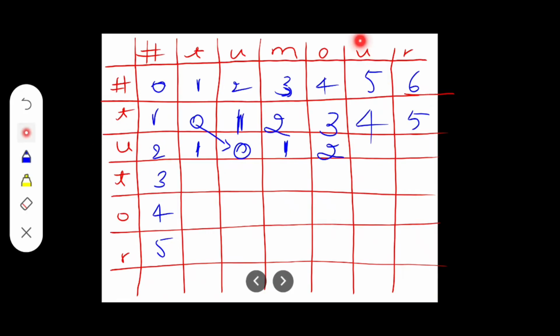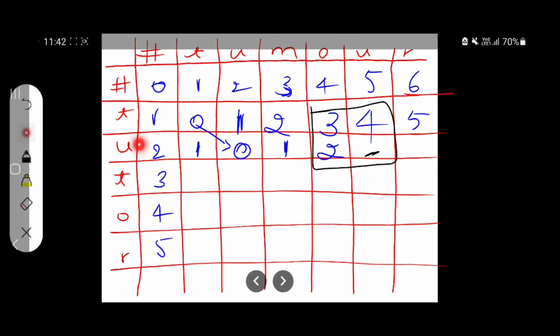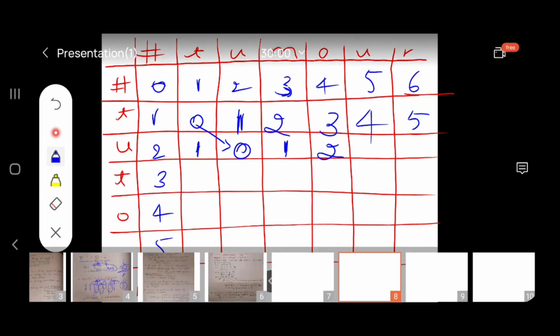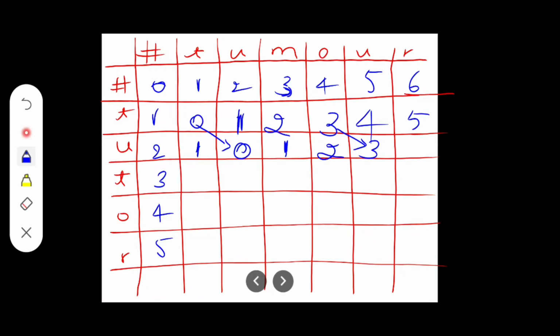U is compared with U. U and U, they are equal. U is equal to U. So we have to fill this box, right? We have to fill this box. So we have to consider this entire set. Okay, so U and U, here we are not having a different match. So U and U are equal. If they are equal, the thing we have to do is just copy the thing that is present in the diagonal. That is, we are having 3 in the diagonal element, so you just copy 3, that's it. So I'll be just copying this diagonal element.